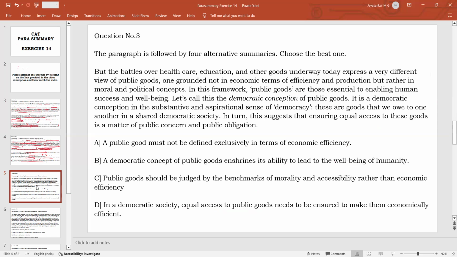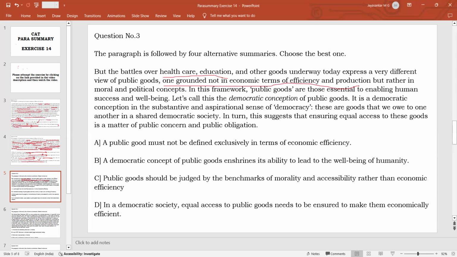So this paragraph is basically talking about public goods. What are public goods? Those public services which cater to healthcare, education, etc. That is already stated in the passage, so you don't have to worry about which are the public goods. There is a lot of dispute or debate over healthcare, education, and other goods, where there are two different views. What are the two different views? One view is that it should be measured in terms of efficiency and production.